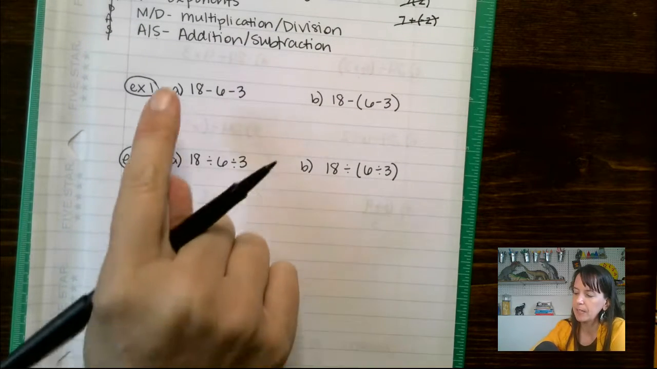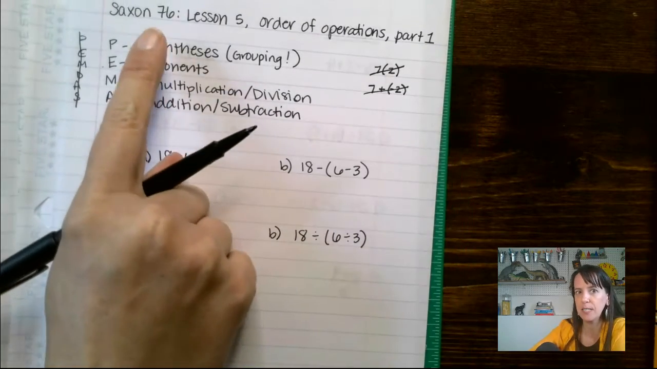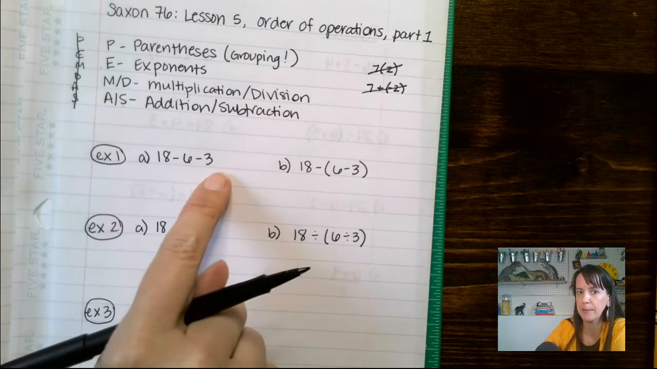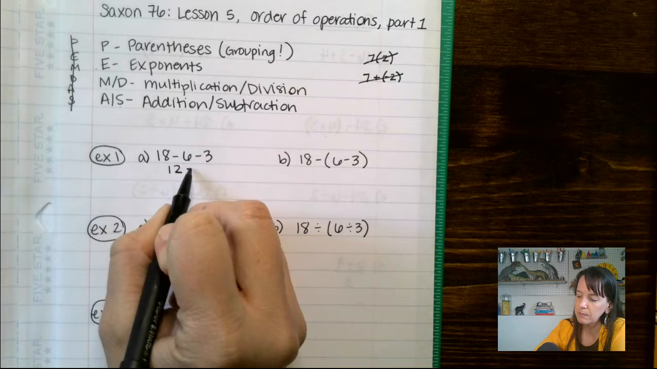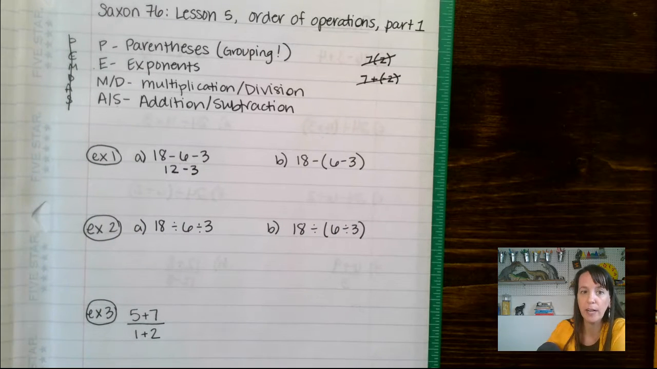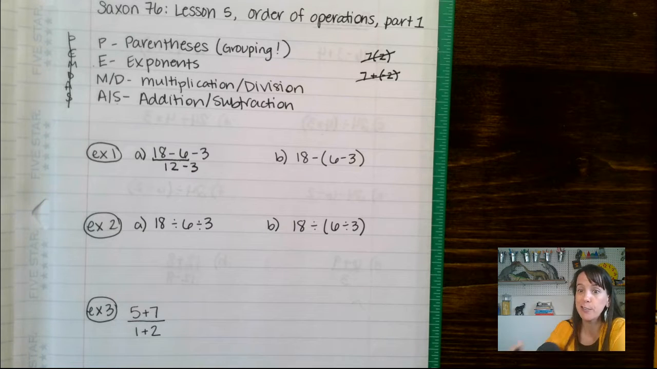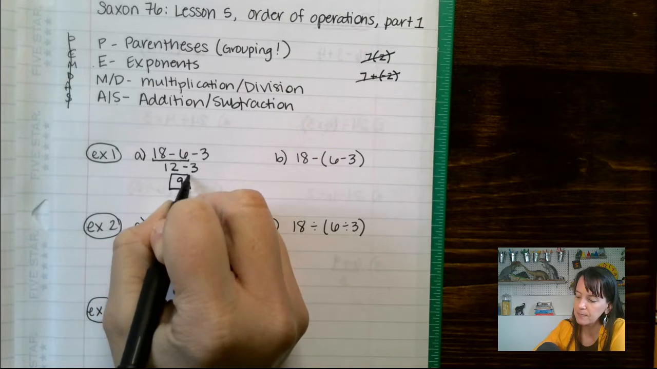Example number 1. We're going to do our subtraction, addition, subtraction, because I don't see any parentheses, exponents, or multiplication, division. So we're going to do our addition and subtraction from left to right. 18 minus 6, that would be 12, minus 3. Notice I'm writing what I'm doing. You can also just underline it so you're showing whoever your teacher is that you are doing this correctly. 12 minus 3 gives me 9, so my answer is 9.